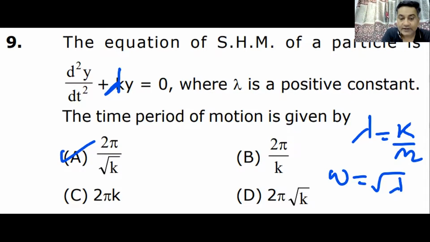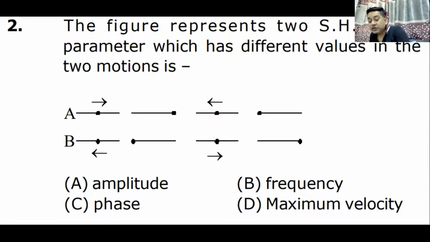Well done, sir. Then comes the next question, sir. We'll solve some questions today, sir, so that we can revise what we have done in the class. So this is the next question. Question number 2. A figure represents two simple harmonic motions. This is simple harmonic motion of particle A. This is simple harmonic motion of particle B. They are executing SHM. You have to tell me what is different in the two SHMs.